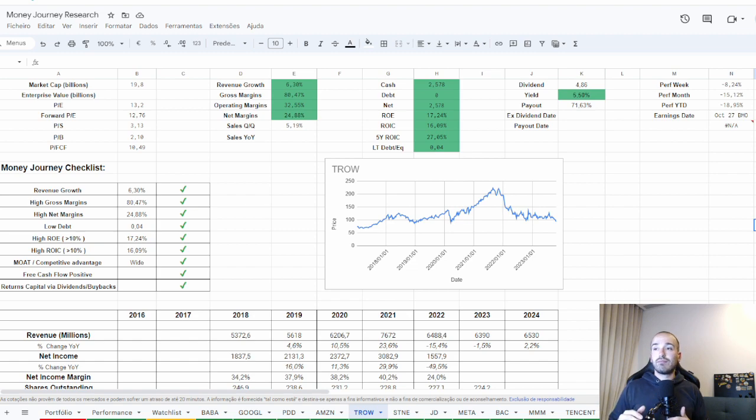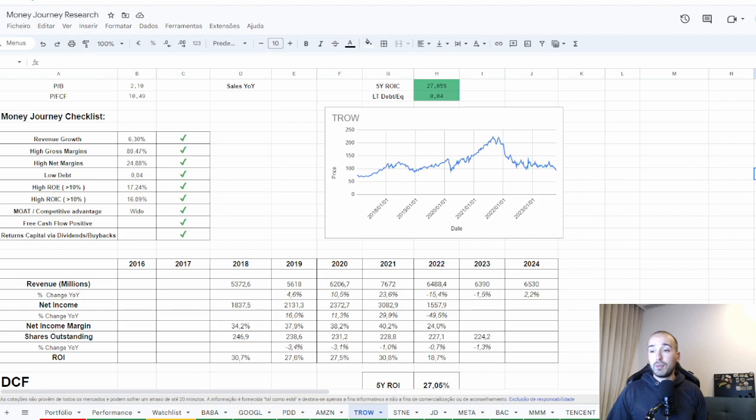They have no long-term debt. They have a return on equity and return on invested capital, even though this is only 60% now, because their profits are half of what they were before, but the 5-year return on invested capital has been around 27%, some years above 30%.